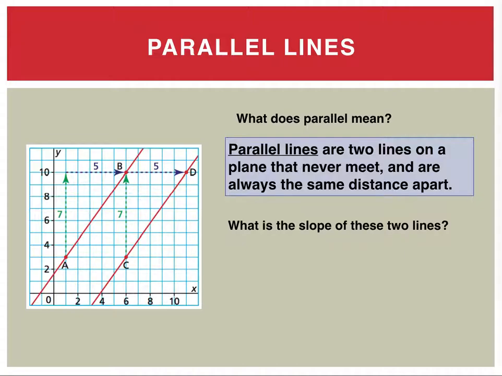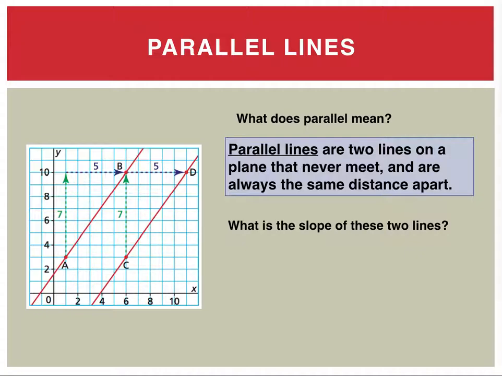This is a picture of some parallel lines. Some of you might already know what parallel means, some of you might not, but parallel lines are two lines on a plane that never meet and are always the same distance apart. They go the same direction is one way people say it a lot. And so they continue on forever and never meet.